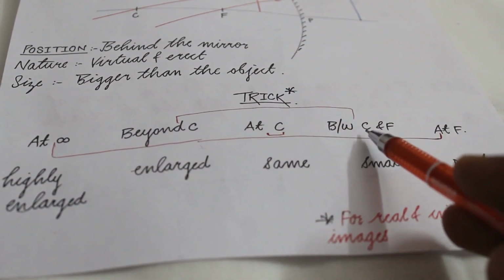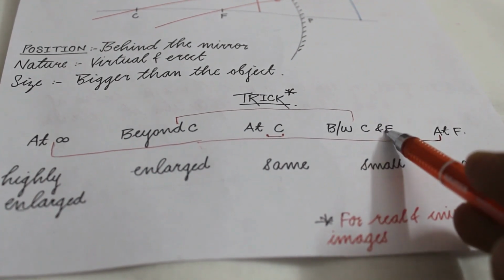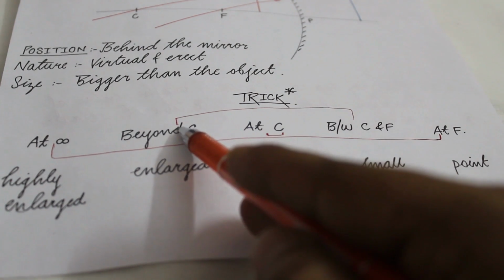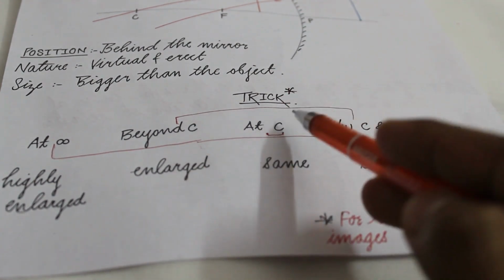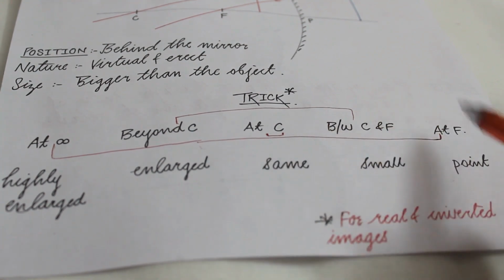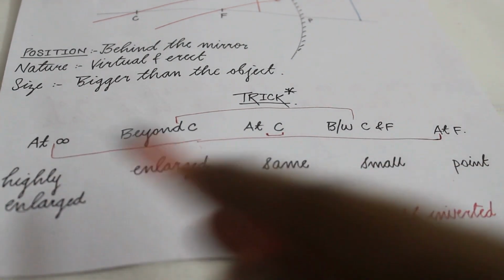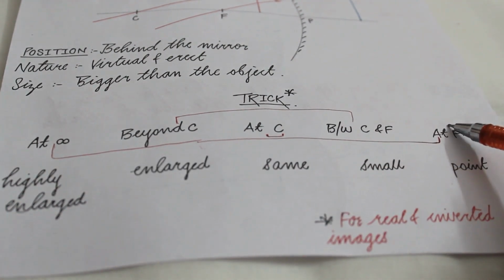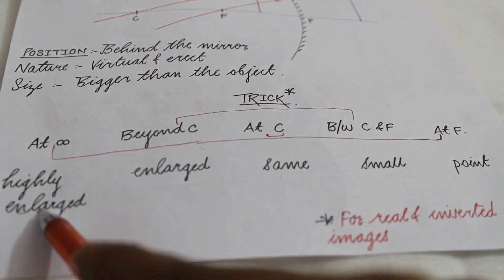What if the object is kept beyond C? The image will be between C and F, size small. What if the object is kept between C and F? The image will be beyond C, size enlarged. At C, the image will be at C, the size will be same. What if the object is kept at F? At F, it is connected to at infinity. It means when the object is at F, the image will be formed at infinity, size will be highly enlarged.